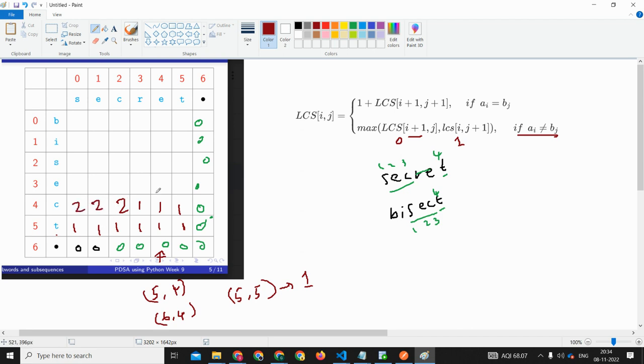2, maximum 2, 2. Very good. 2 and 2. Nice. So here, maximum of these two is 1. Maximum of these two, again. But this is equal, right? E and E are equal. 2, good. So maximum of these two is 2, 2. So 2 plus 1. See, when they are equal, whatever the bottom diagonal one is, plus 1. Got it? Plus 1, 3. Very good.